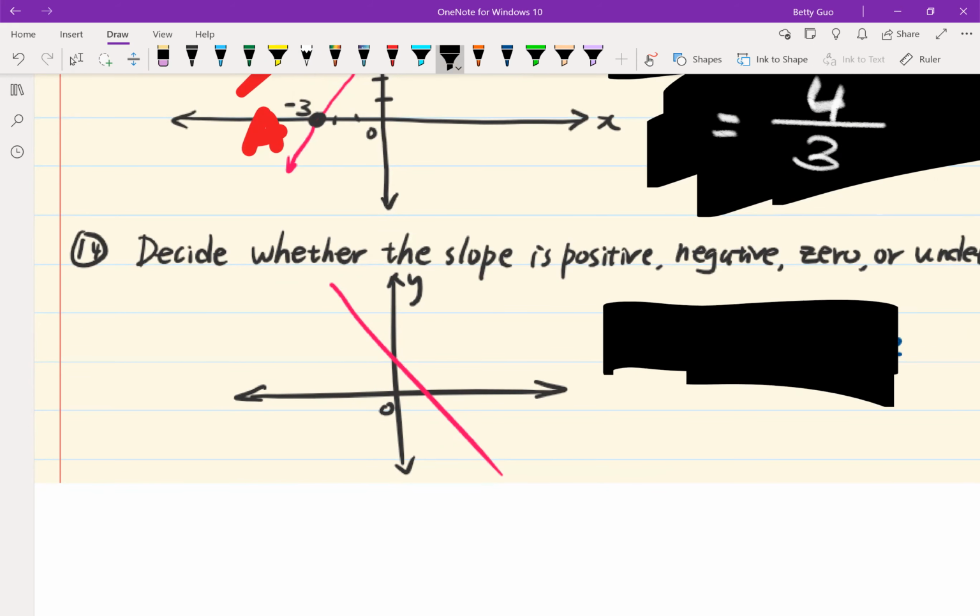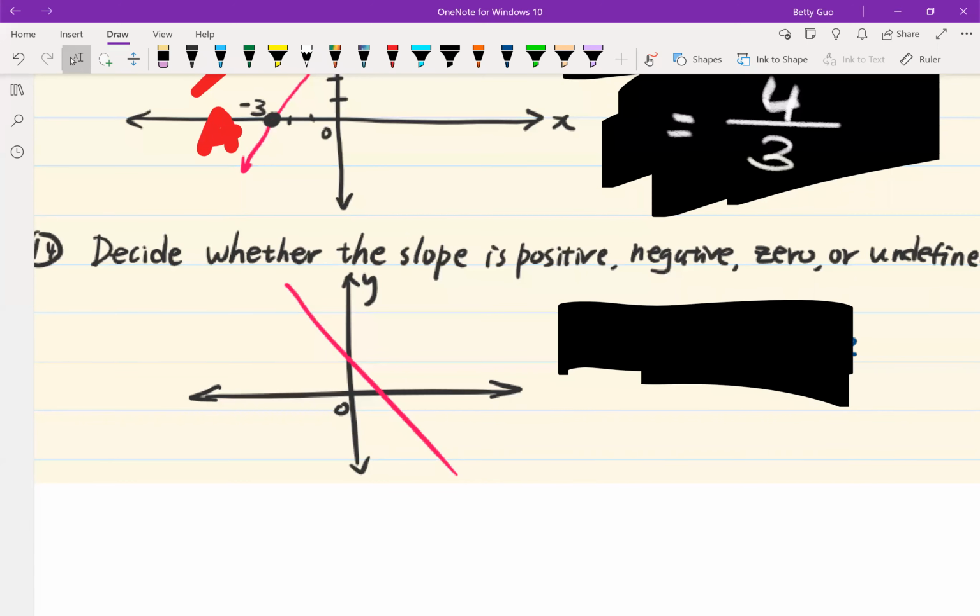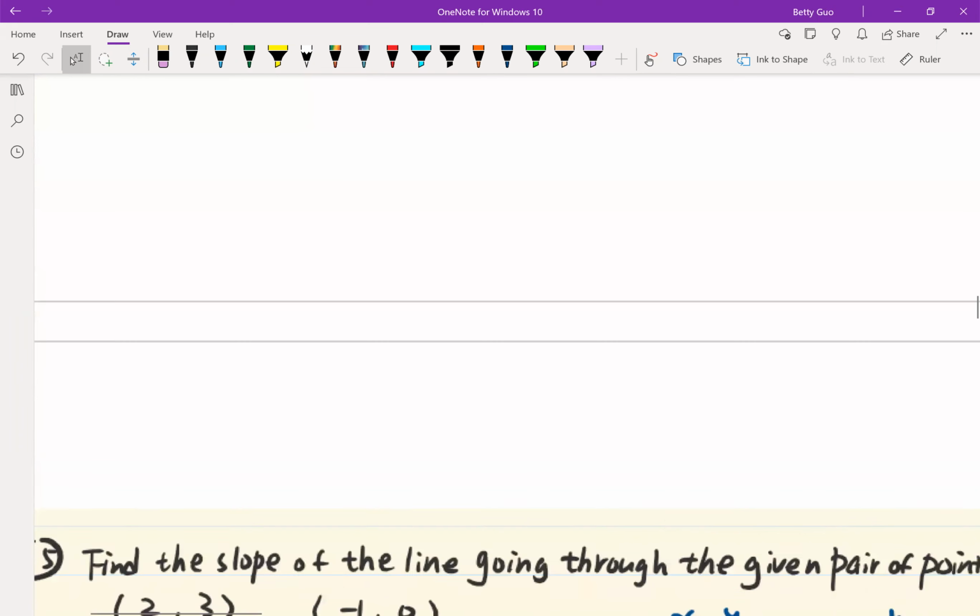Number 14 is easy. Is the slope of the line positive, negative, 0, or undefined? Negative. Okay, please don't get it wrong for this one. If the line is going up, positive. Going down, like this one, negative. Horizontal, 0. Vertical, undefined.